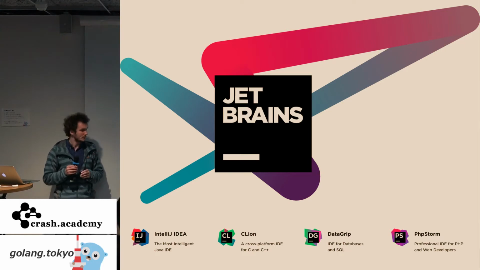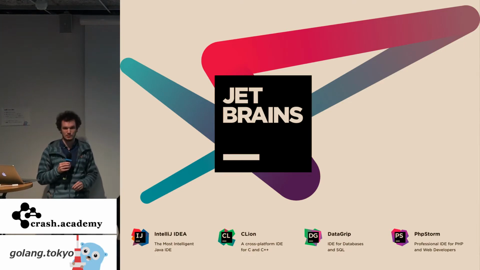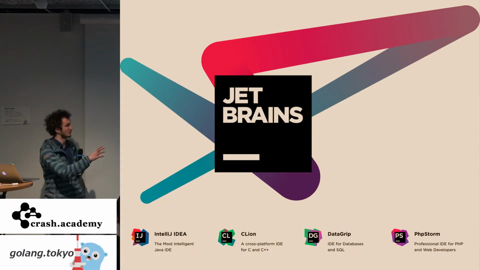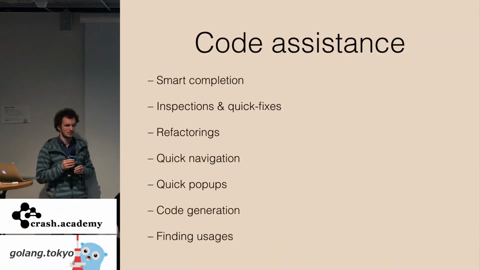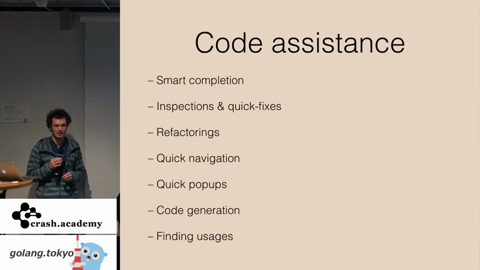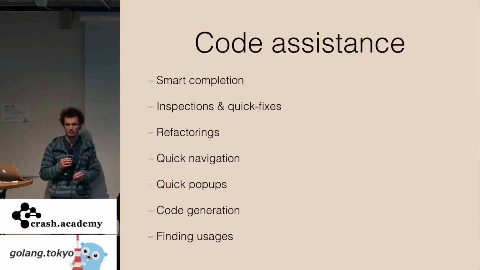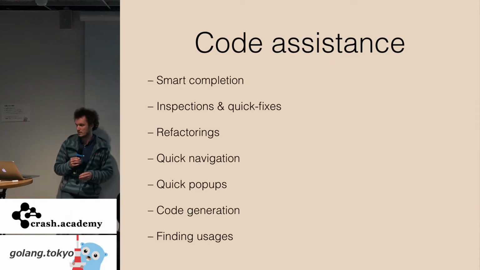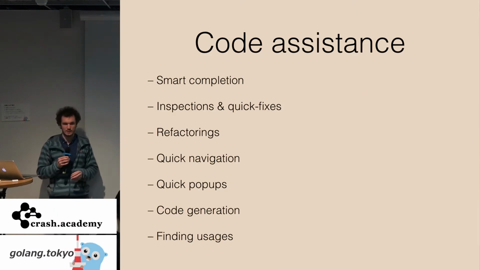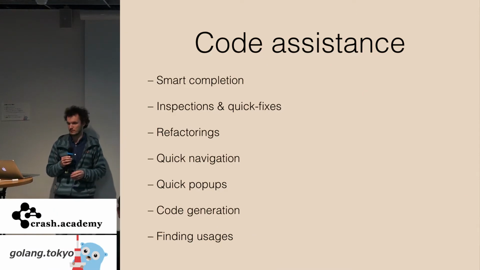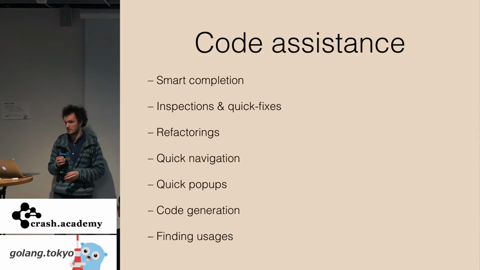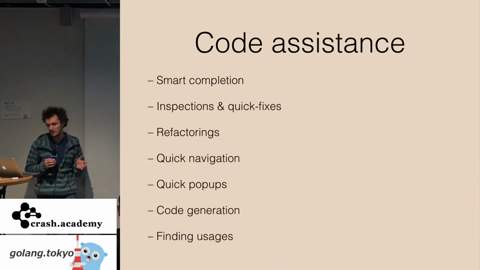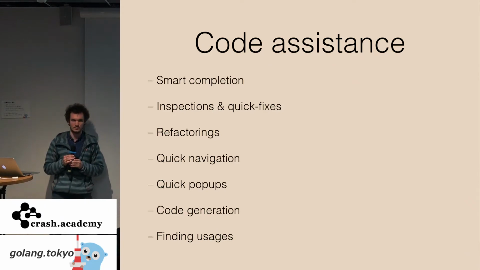JetBrains is a company which produces a bunch of tools for developers, as I said already, and this is our logo, and I just put it here because it's very nice and colorful. Actually, what is Golang? Golang is a standalone IDE for Go developers, which produces very good and useful code assistance for you. This is particularly code completion, a bunch of inspections and quick fixes, also refactorings, and very useful stuff. I will show it later.